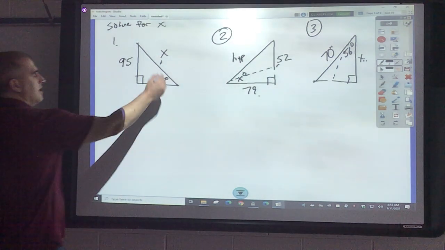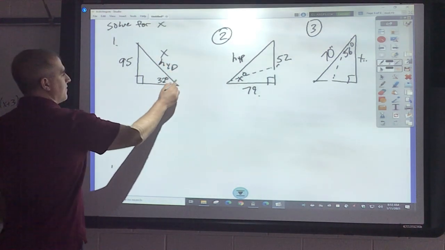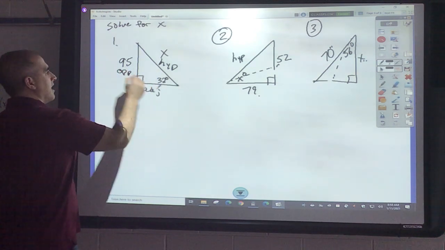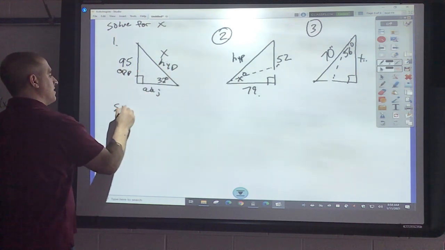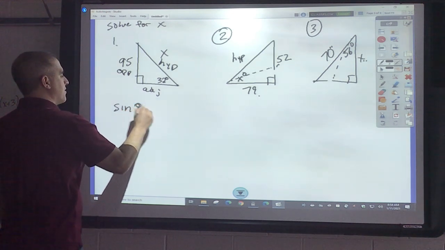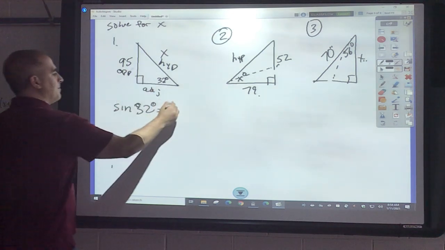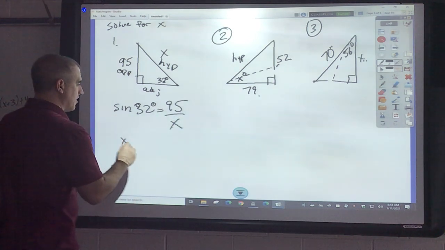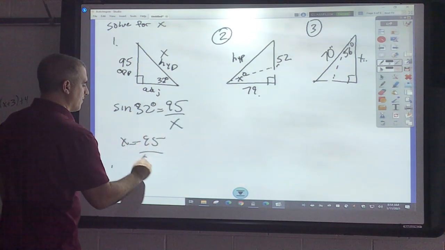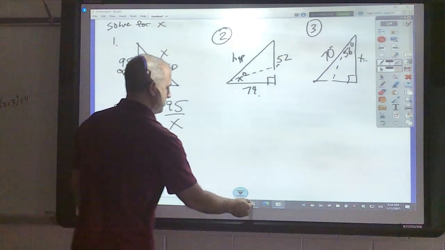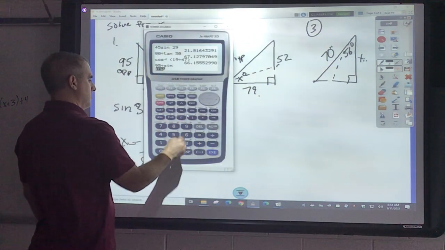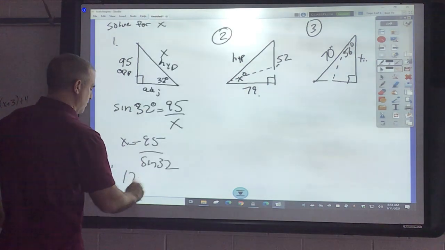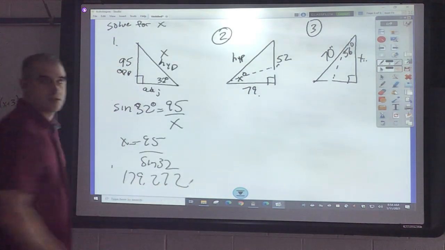So what I got here, this would be the hypotenuse. If this is my angle, this would end up being the opposite, this is the adjacent, okay? I got opposite and hypotenuse, which would be sine, so sine of 32 degrees. The opposite is 95 and the hypotenuse is x. So how do I solve that? That's going to be 95 over the sine of 32. That's 179.272. Okay.